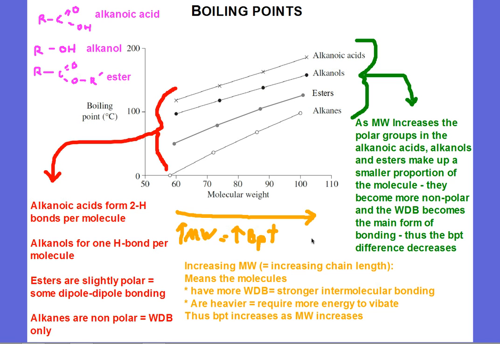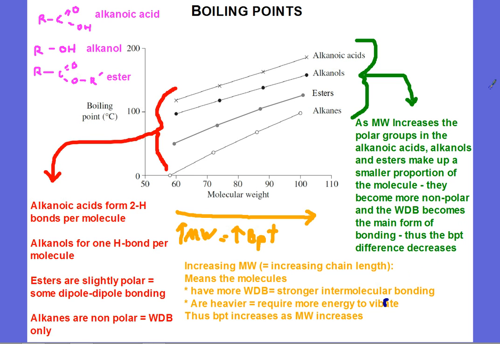The next trend you need to be aware of is that as the molecular weight increases for all these types of compounds, the boiling point increases. That's because as you increase the molecular weight, you're increasing the chain length. That means the molecules are longer and they've got more weak dispersion bonds, which means they've got stronger intermolecular bonding, and also they're heavier, which means they require more energy to vibrate. And that means the boiling point increases as the molecular weight increases.